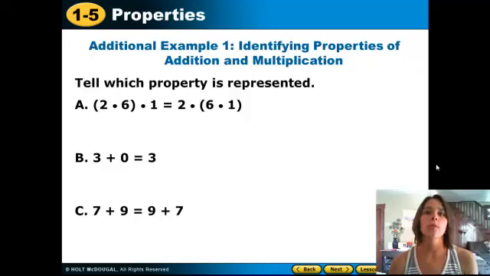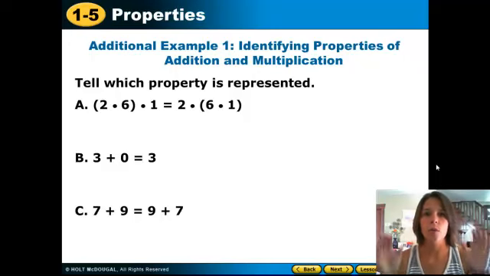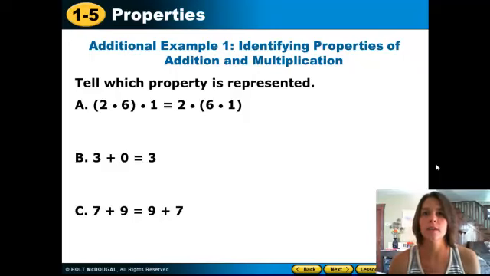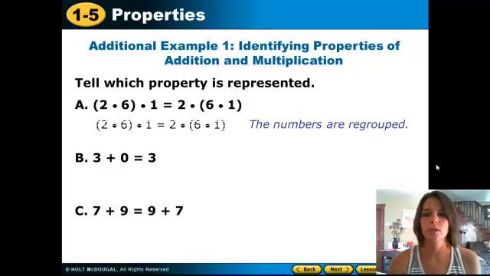Tell which property is represented. So on example A, 2 times 6, that quantity times 1, and on the other side of the equal sign, I've got 2 times the quantity of 6 plus 1. All I've done is I've moved those parentheses and I'm associating different numbers together. I'm still going to end up with the same answer. It's the volleyball football player example. I'm going to use the associative property.